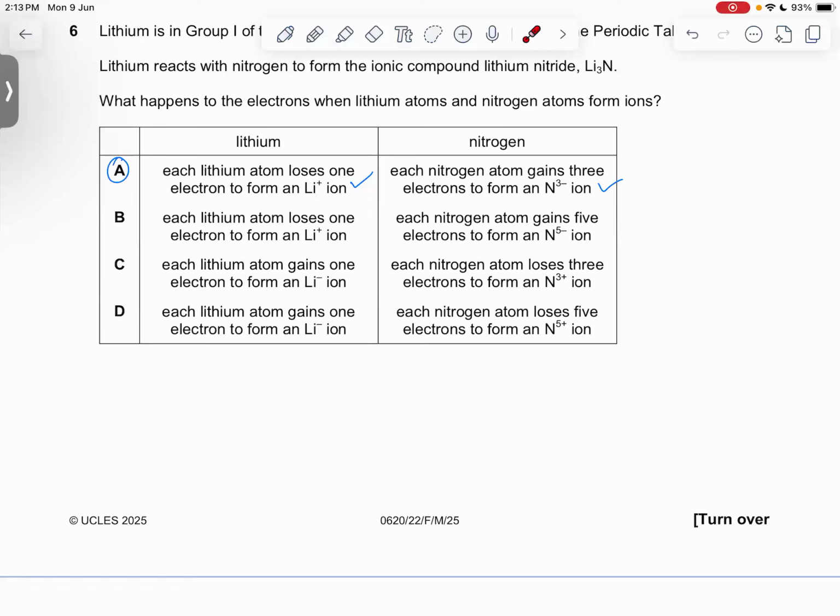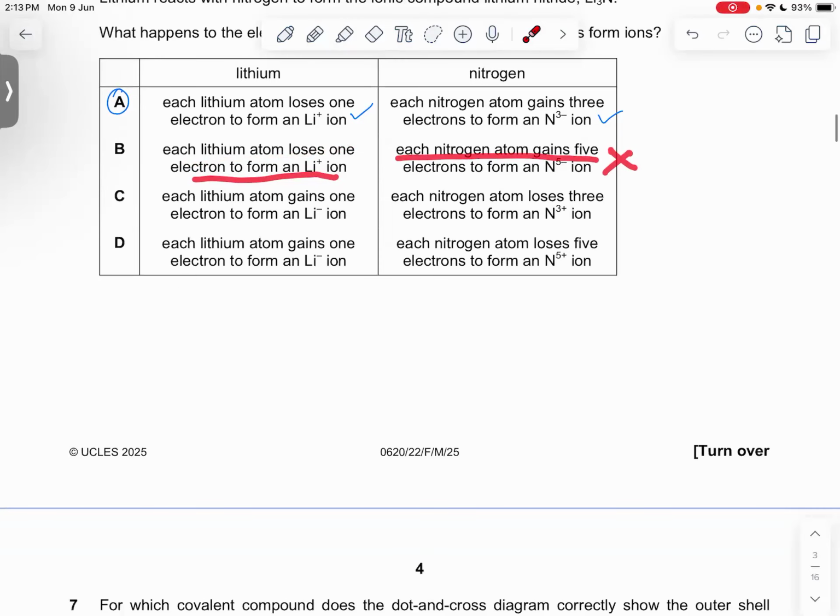Okay. But let's look at the other ones. Each lithium atom loses 1 electron to form Li plus ion. This is also a correct statement. Each nitrogen atom gains 5 electrons. That is wrong. It doesn't gain 5 electrons. It just needs 3 electrons. It gains 3. Okay. Next, we have each lithium atom gains. Wrong. Lithium atom always loses. Each lithium atom gains. That is also wrong.